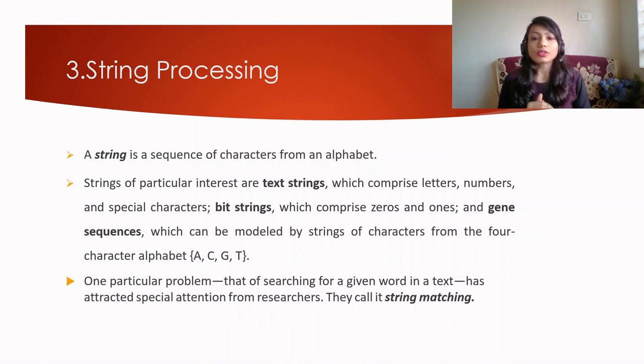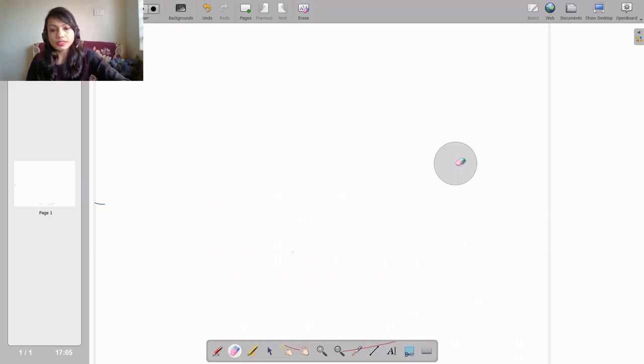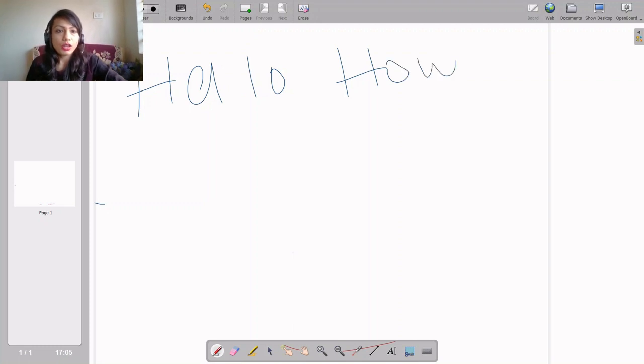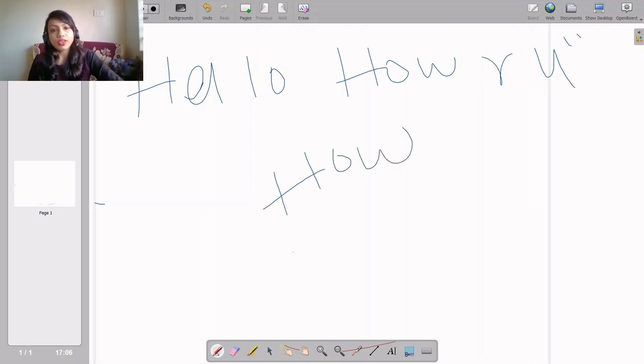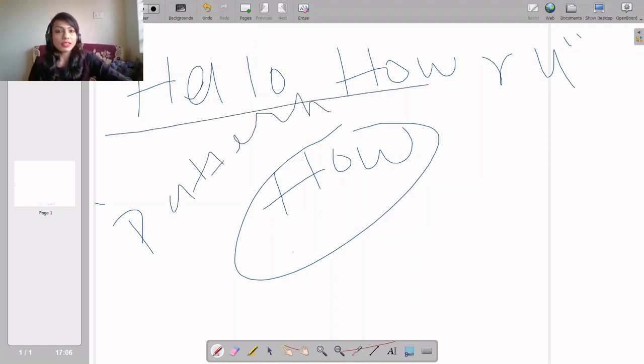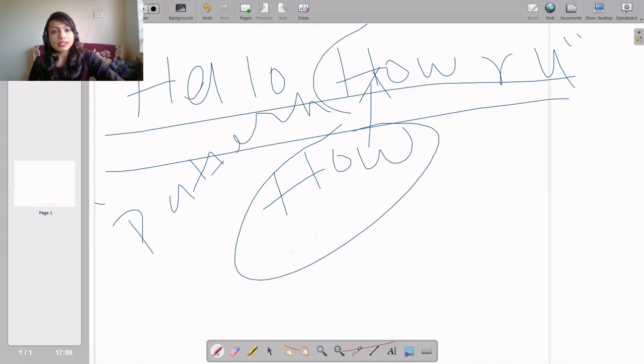One very important problem in string processing is string matching. Let us see what string matching is. Given one string, "hello, how are you?", we can match another string against it, for example "how". This is the string to be matched, known as the pattern. In this problem, we have to find the string "how" in this sentence, and you'll get it here.